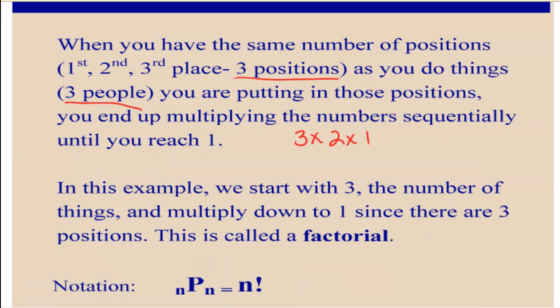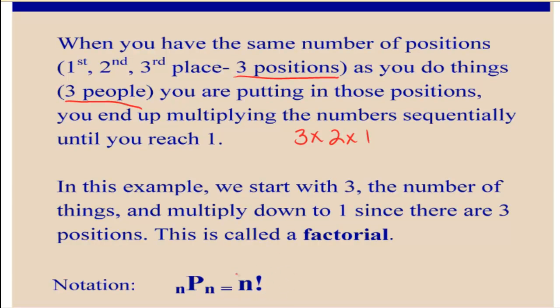The notation for this is nPn, which is n factorial. And factorial is actually written with an exclamation point. So we could also write 3P3 as 3 with an exclamation point. It's the same thing. Both of those mean 3 times 2 times 1.